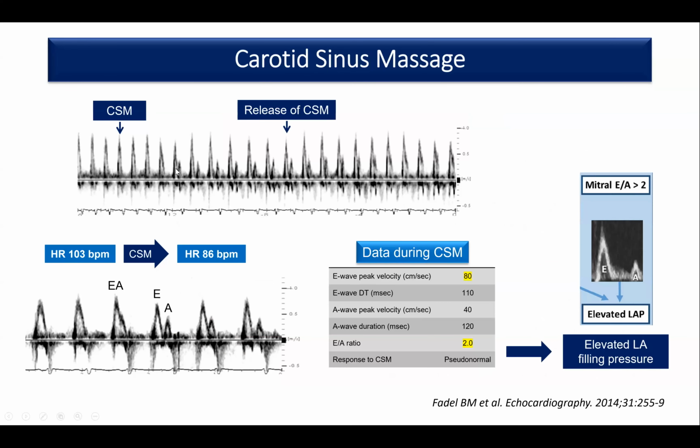But we did carotid sinus massage on this patient. And you can see with the massage, the heart rate slows down, and then you start seeing an E and A, E and A. Then we release the massage, and they start fusing again. So the heart rate went from 103 down to 86 beats per minute and went from this pattern to this pattern. This looks pseudo-normal. The peak E velocity is 80, the E to A ratio is 2. So this patient has kind of restrictive filling, and the left atrial pressure is high, contrary to the first patient I showed you, whose LA pressure is normal.